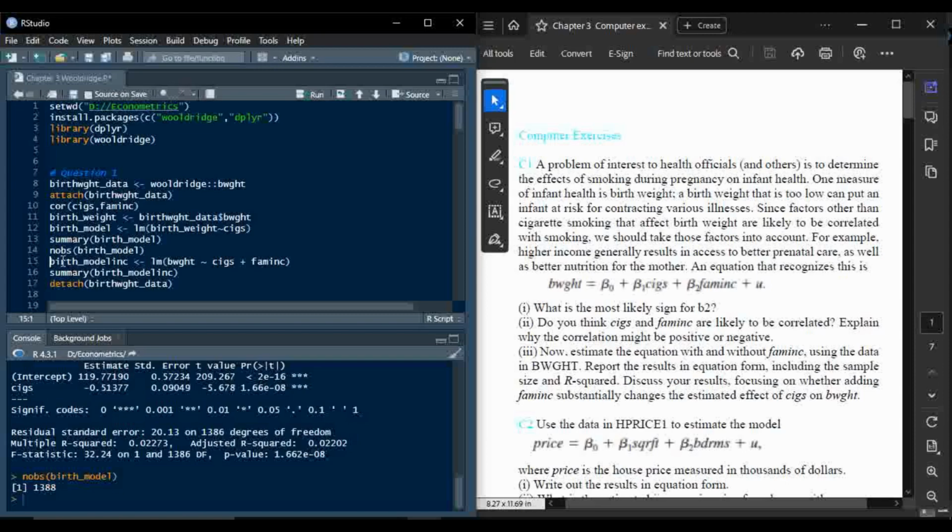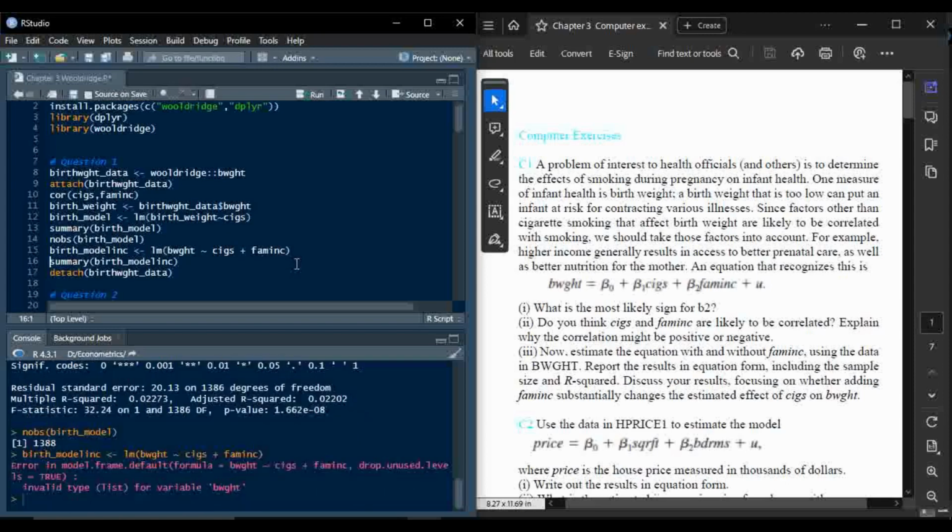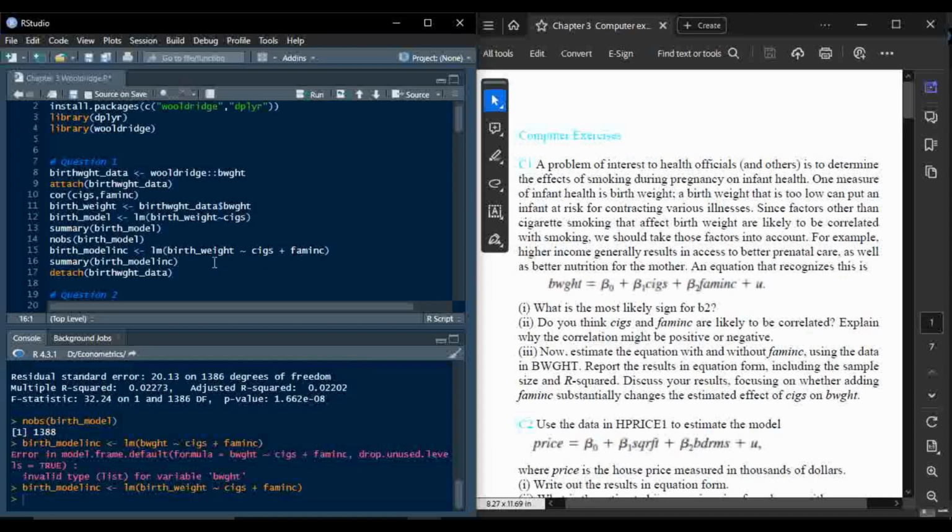Let's create a new model by the name of birth_model_inc, that is income. Use the assignment operator, lm, birth_weight tilde cigs plus faminc. Family income is one more independent variable, therefore we will use the plus operator and then type family income. Okay, we have to use birth weight. Now press Control plus Enter. Let's summarize this model.